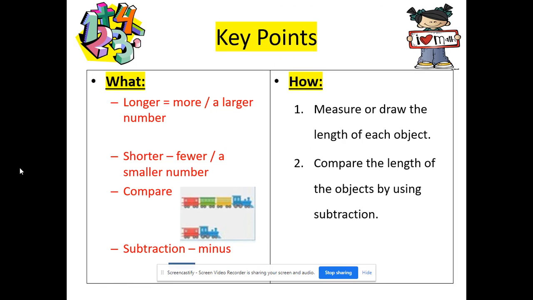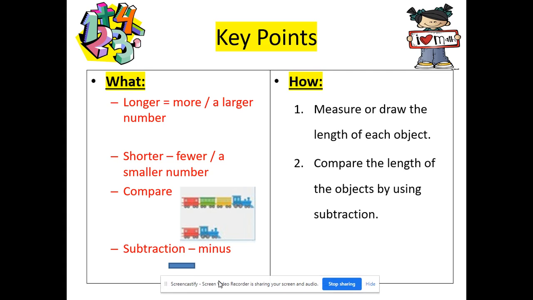Our key points. What do we need to know? Well, we need to know what longer is, which means more or a larger number. Shorter, our next key point, says fewer, a smaller number. And then finally, compare. That means we're going to compare two different objects, just like the two trains right here. And then subtraction. Remember, subtraction means minus, and this is the symbol for subtraction.